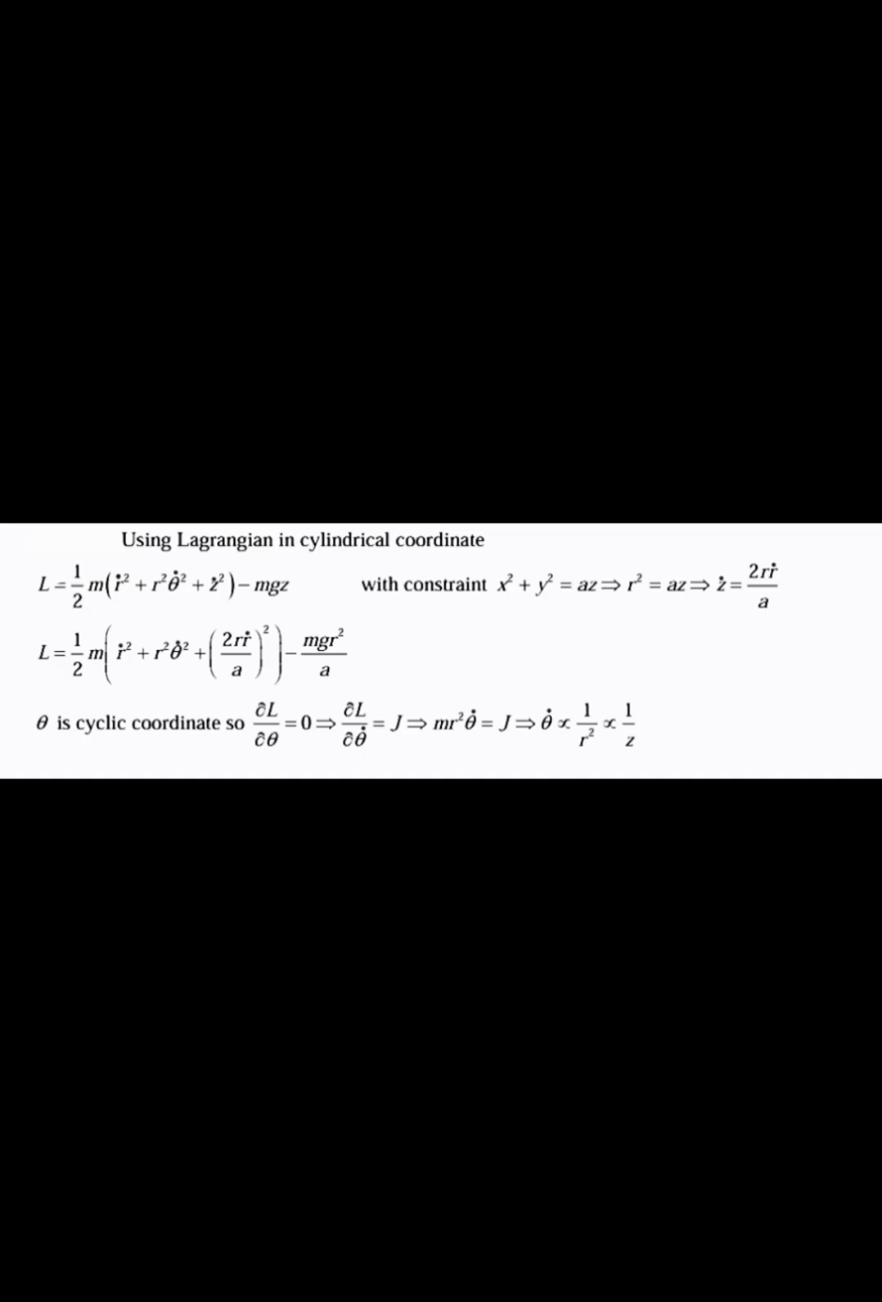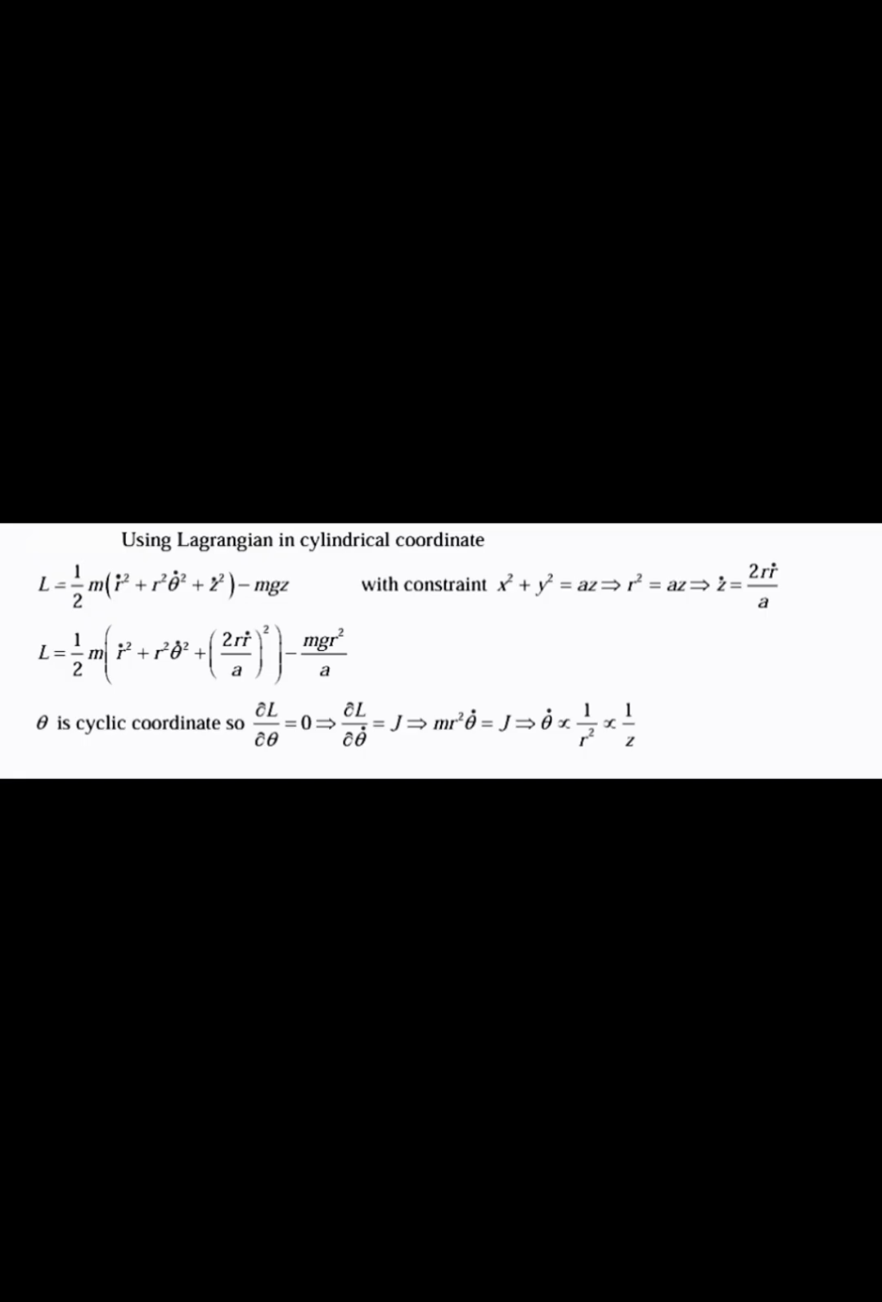Substituting these values in the equation of L, we can write L is equal to half m (r dot square plus r square theta dot square plus (2r r dot by a) the whole square) minus mg r square by a, because z is equal to r square by a. From here we can say that theta is a cyclic coordinate, and we know that dou L by dou theta is equal to 0 here.